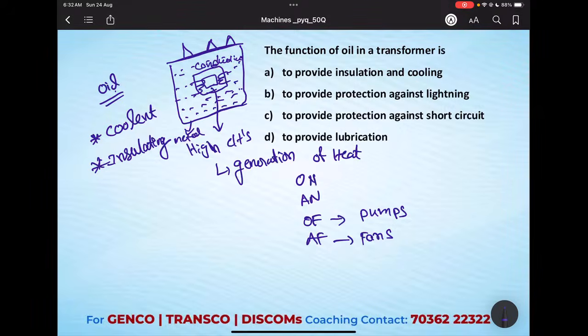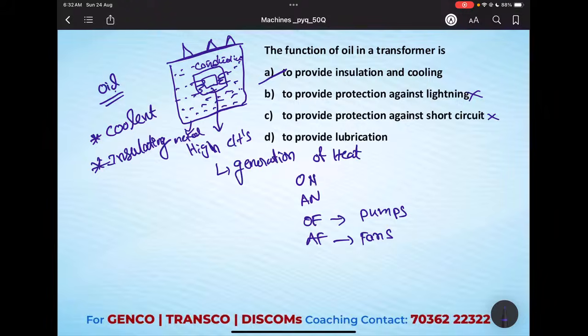So let's see the options to provide insulation and cooling. Our option will be option A. If you see the other options, they may not be suitable. Why? Because to provide protection against lightning, no way it is related. Oil is inside the tank. How will it protect from the outside lightning? No, this is not correct. To provide protection against short circuits? No, this is also not correct. How can it protect from short circuits?